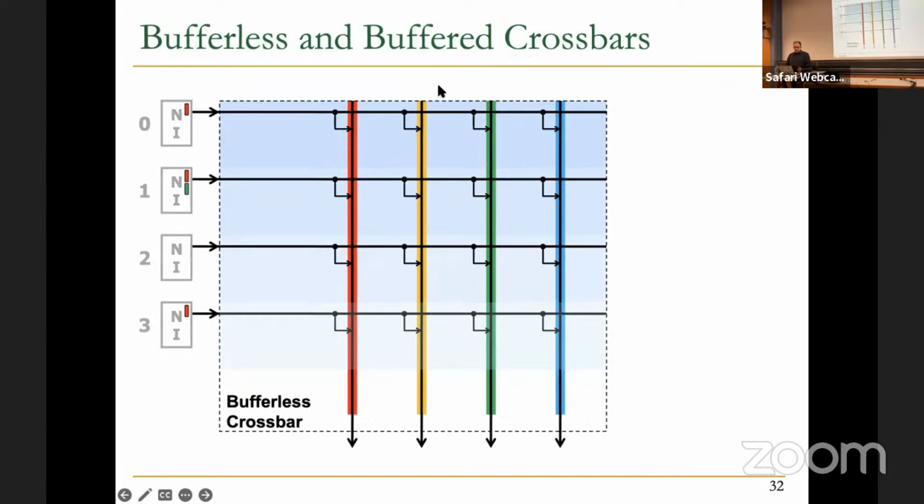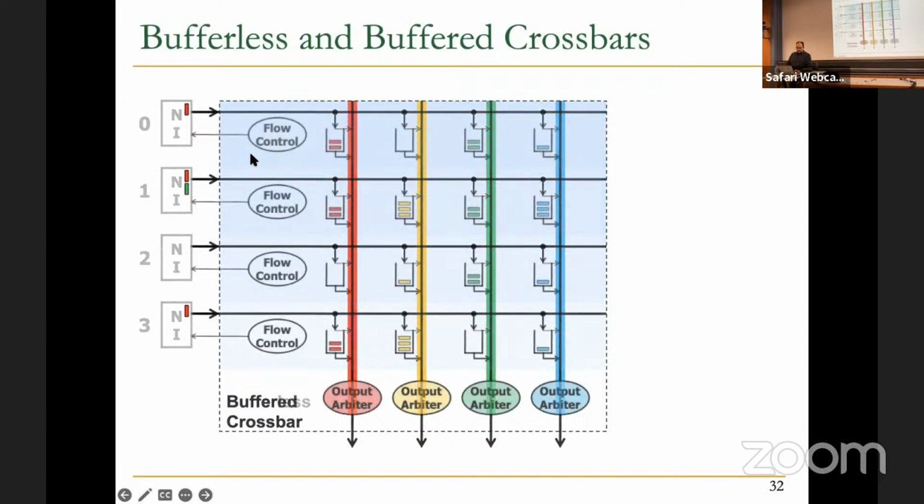There is also another trade-off in designing crossbars. This design is bufferless, right? There are no buffers, and you need to arbitrate, and at any given time one of these sources can drive the bus. But you can also imagine that you have some flow control and some buffers. These sources send messages to that buffer, and that buffer puts data on the bus.